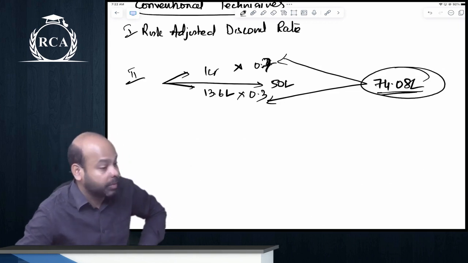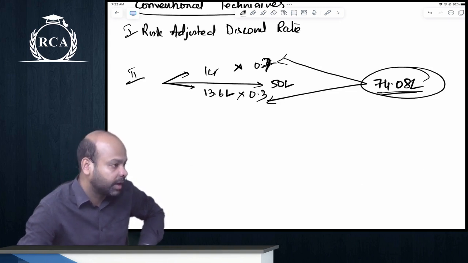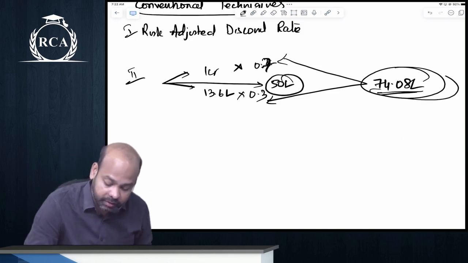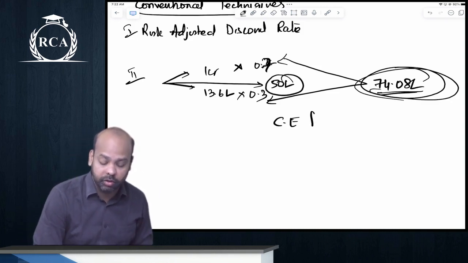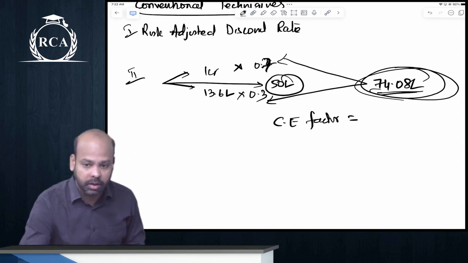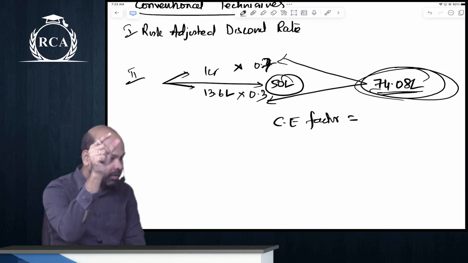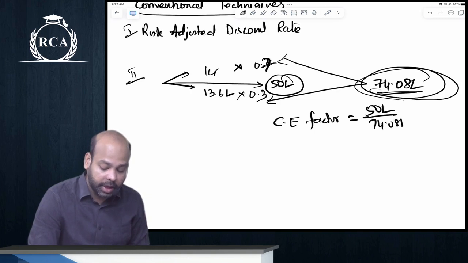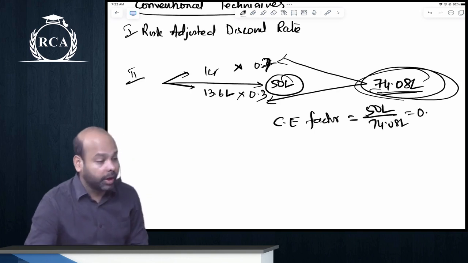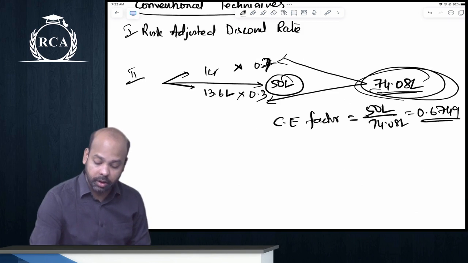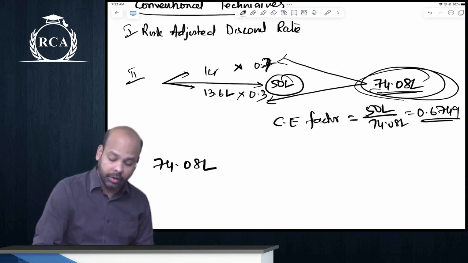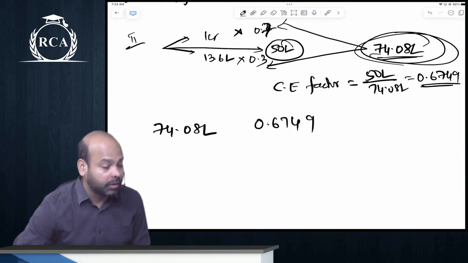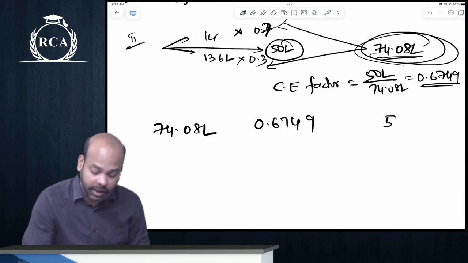If I normally discount my cash flows, guys, at my risk adjusted discounting rate, I will take a cash flow of 74.08. Here, guys, we will write 50 lakhs divided by 74.08. This becomes your CE factor, the certainty equivalent factor. If you remember, guys, in CA Intermediate, certainty equivalent factors used to be given. So how much is 50 lakhs divided by 74.08 lakhs? 0.6749. So they will give you a cash flow of 74.08 and they will tell you that the certainty equivalent factor is 0.6749. Multiplying these two, beta, you will get your certain cash flow, that is 50 lakhs.